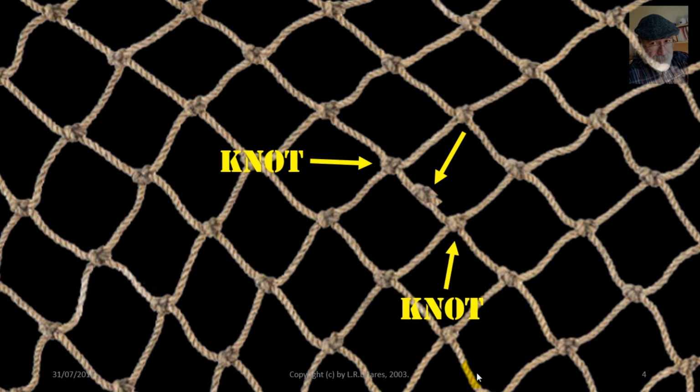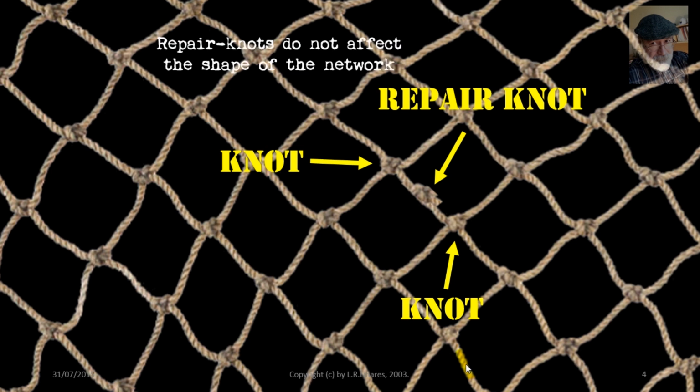And what about this one? Well, that is not really a proper knot. That is a repair knot. And you see, a repair knot does not affect the shape of the network. So it's a kind of a second-class citizen in the world of knots. The proper knots are those that are the joint of three or more of those filaments.